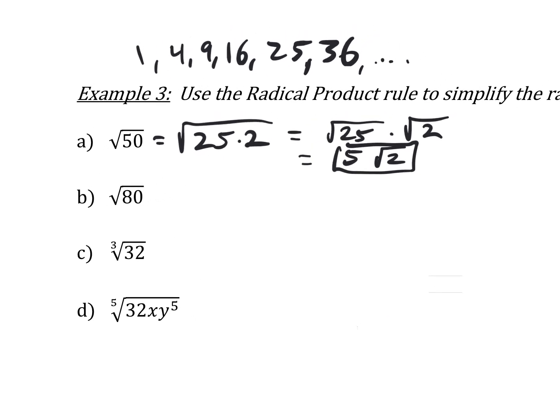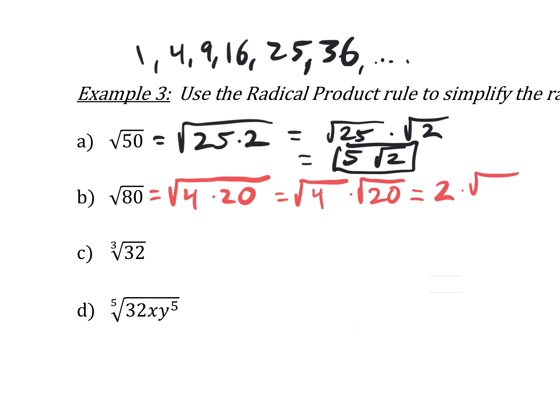Okay, square root of 80. What can we multiply into the square root of 80? Well, 4 can go into the square root of 80. Oh, let's try that. That's probably the first one we jump onto there. Okay, so we can write this as 4 times 20. That's nice. So we can break that up into square root of 4 times the square root of 20. And we know the square root of 4. The square root of 4 is 2. And we don't know the square root of 20. I know the square root of 16 and 25, but not the square root of 20.